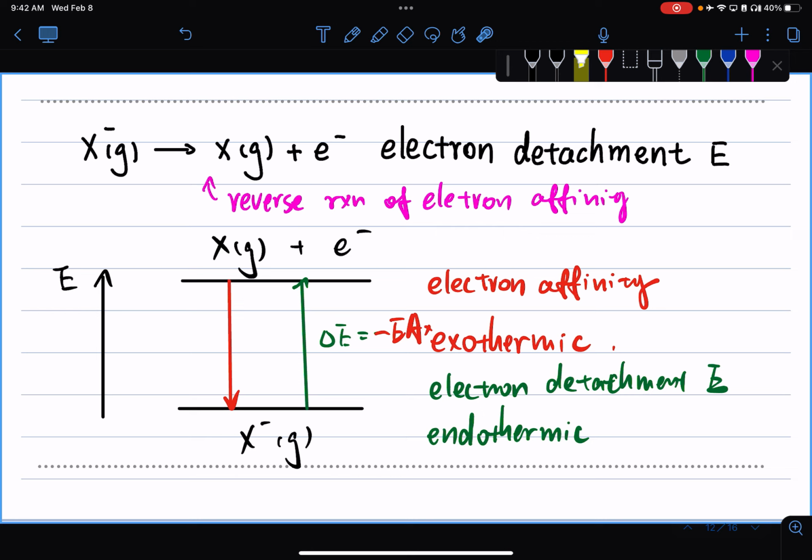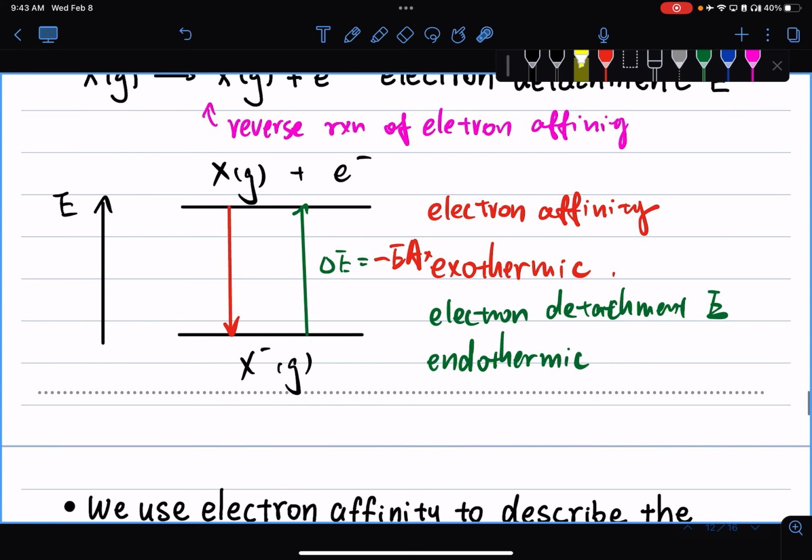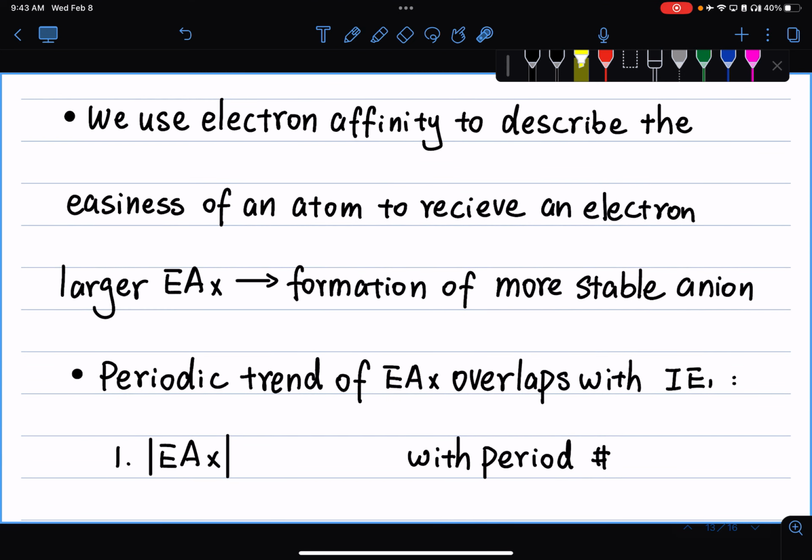All right? Okay. So that's the definition of electron affinity and how people measure electron affinity, by measuring its reverse reaction, which is electron detachment energy. So in chemistry, normally when we're talking about electron affinity, we're talking about how easy it is when an atom is receiving an electron. So larger electron affinity means we're forming a more stable anion.